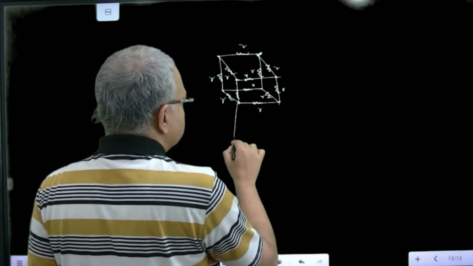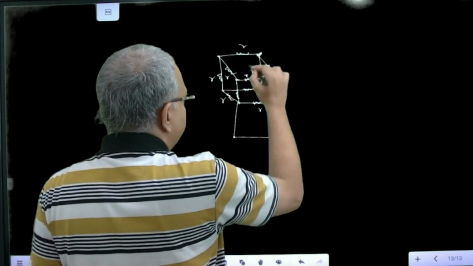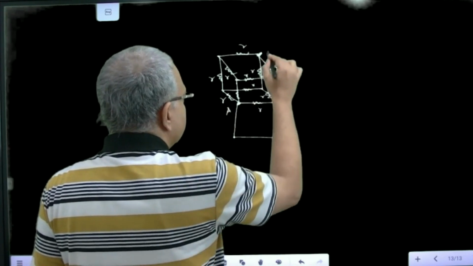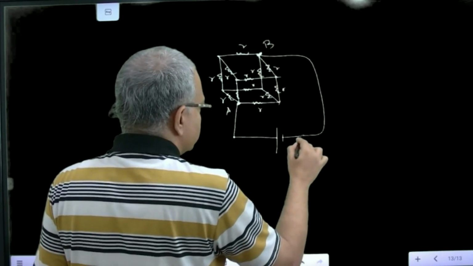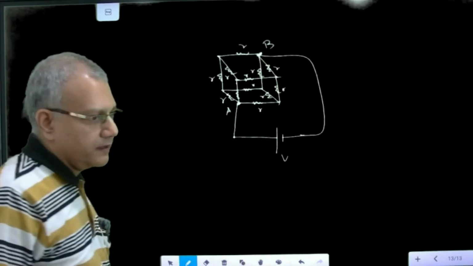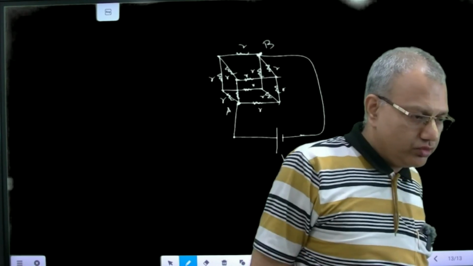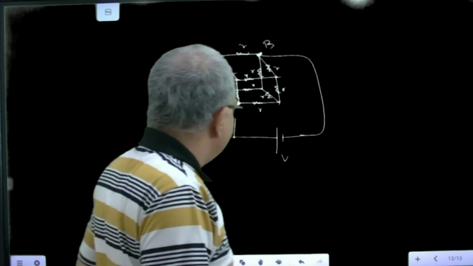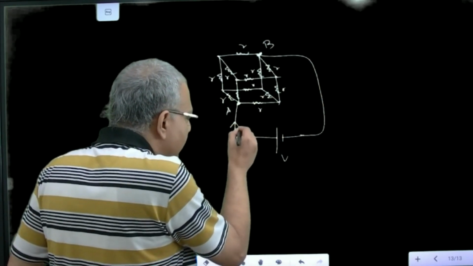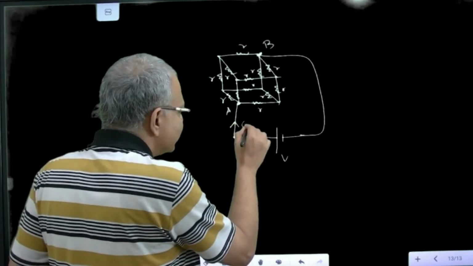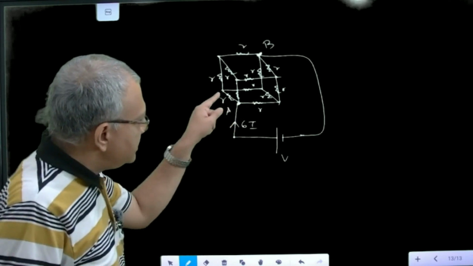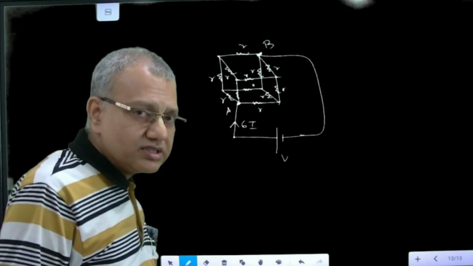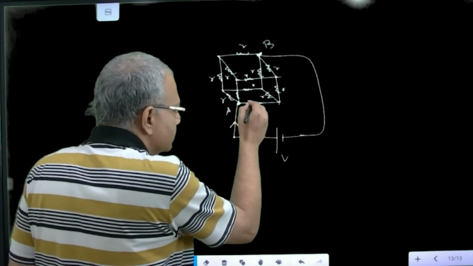Like this, to the diagonal points A, B. To this I'm going to connect a source, source voltage V. Now, suppose the current coming in here is 6I. Let us think about how to solve this one. It is symmetrical. Each and every one is symmetrical. So the current is going to divide like this.